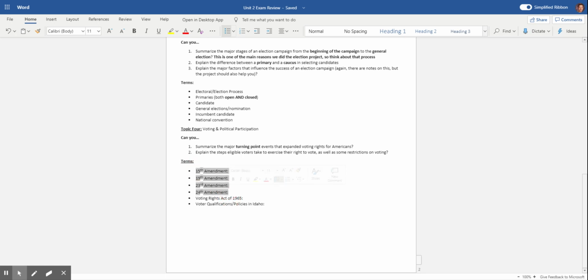I did forget to put the 26th Amendment in there, which gave voting rights to 18-year-olds. It's not going to directly be on the exam. I apologize for that omission, but that was the 26th Amendment. That's basically the 18-year-old vote. So those are the turning point events, and over time, you've seen voting rights expanded to various groups of people, especially people that have generally been marginalized in society.